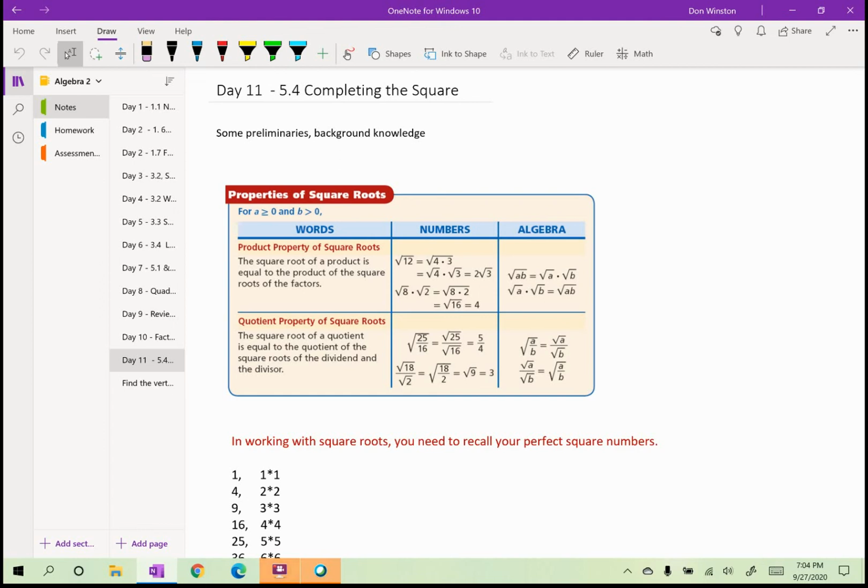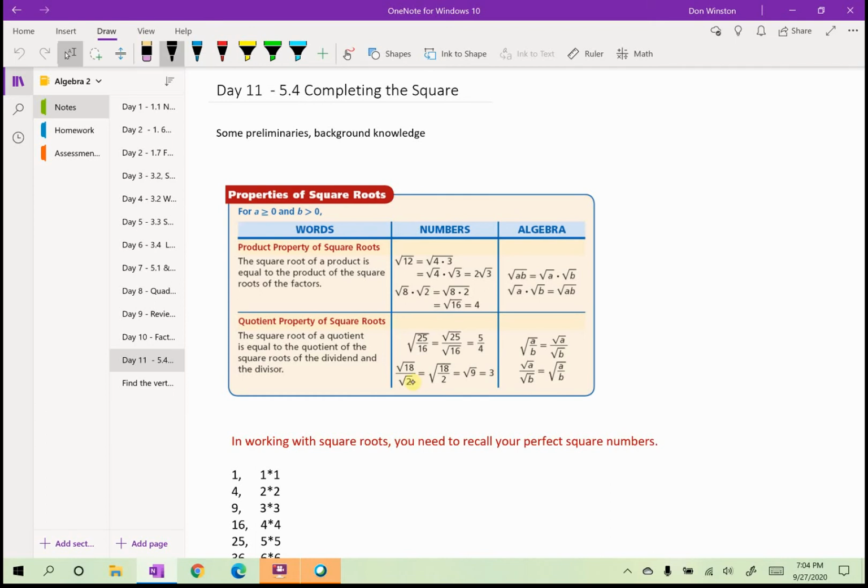Well, hello again, everyone. Today, I'll review with you 5.4, completing the square. This will be the last lesson before your test on Wednesday and Thursday. But before I get into completing the square, I must review a couple things with you, recall some background knowledge.